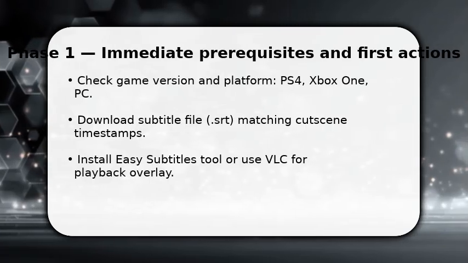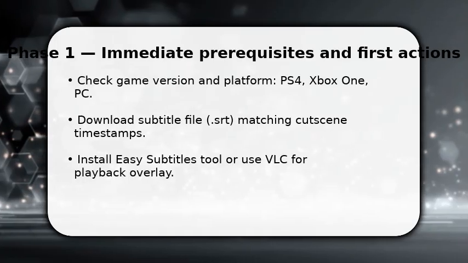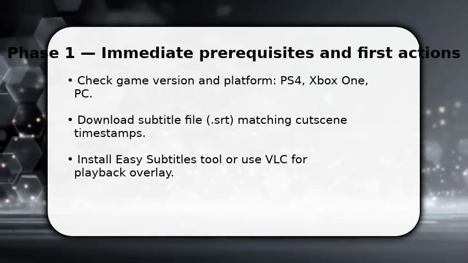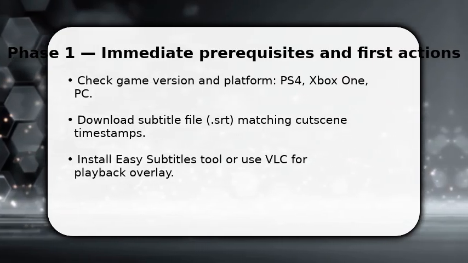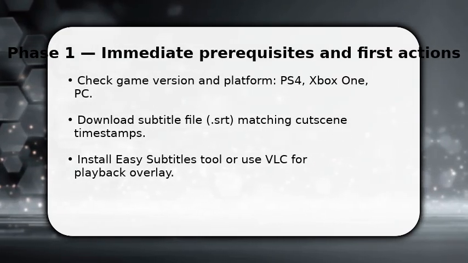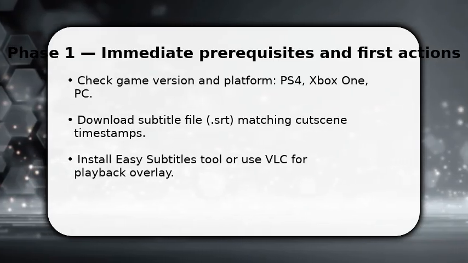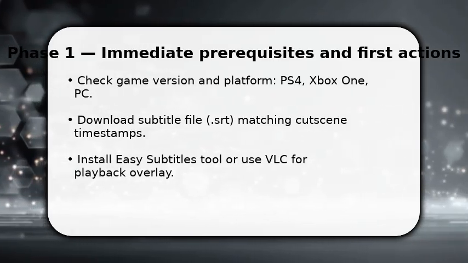You start by confirming the Red Dead Redemption version and platform. This matters because timing and file compatibility differ. Next, get an SRT file that matches the scene timestamps. If none exists, open a basic text editor and create one with timecodes.